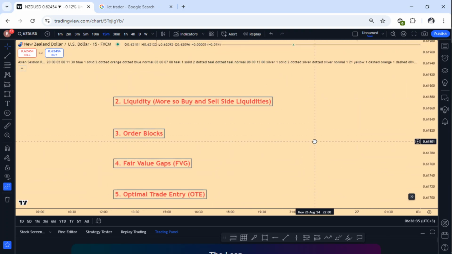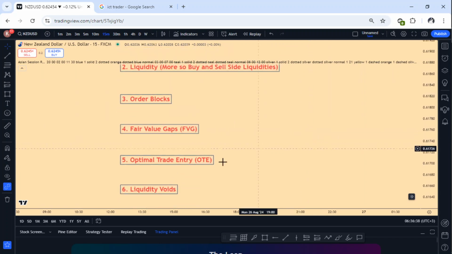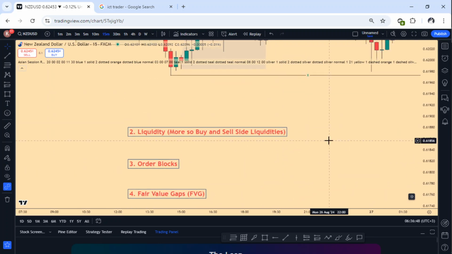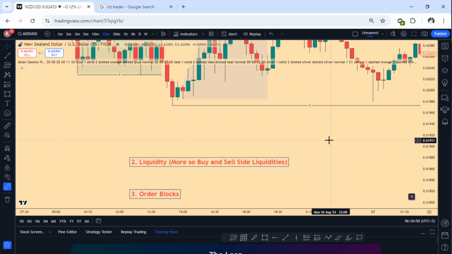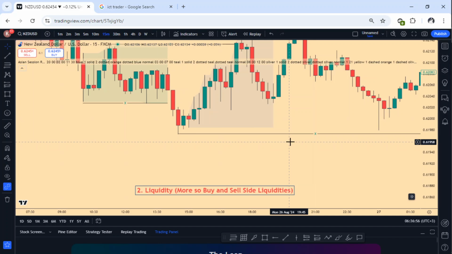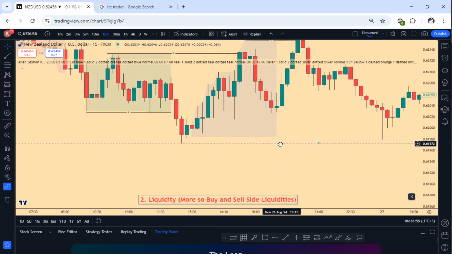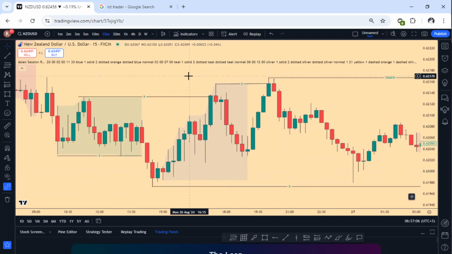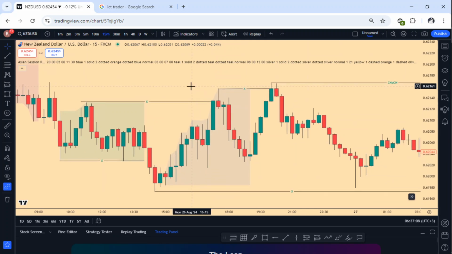Now the other concept is liquidity voids. Liquidity voids are price areas where little trading has occurred, often seen as large candles with minimal or no retracement. Price may revisit these areas to fill the void, making them potential targets for traders for trade exit or entry points. Now most ICT traders will use, let me give you this example.